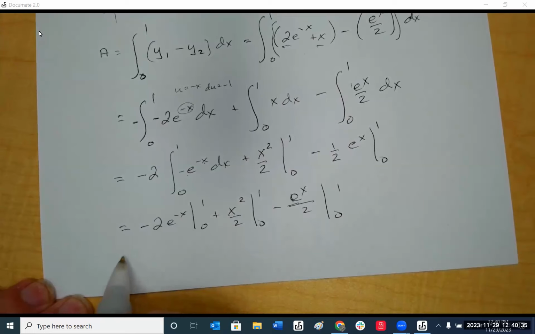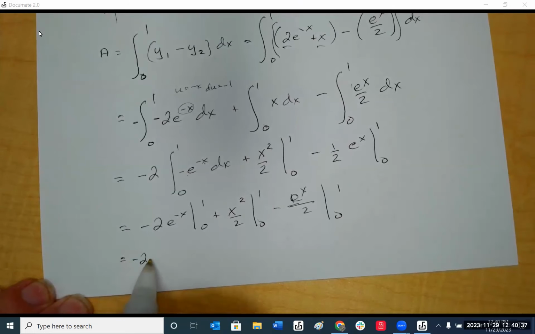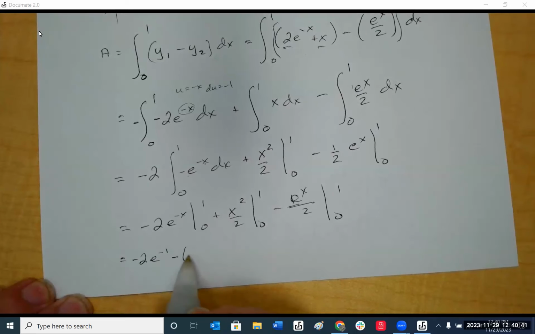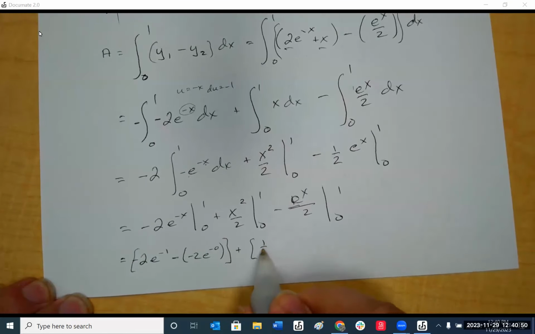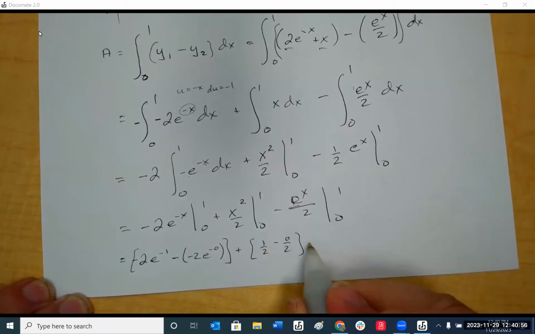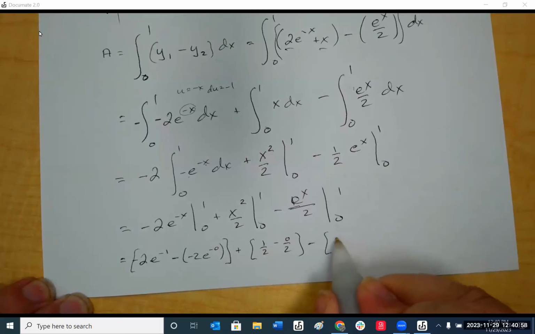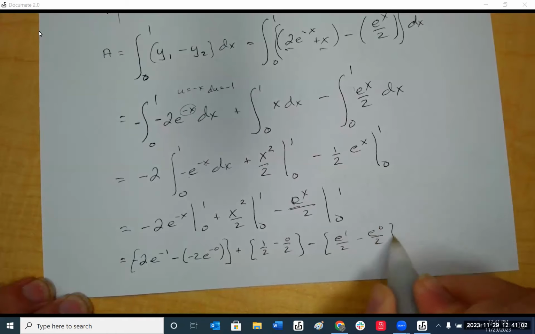So -2 e to the power -1 minus -2 e to the power -0, plus 1/2 over 2, 1 over 2 minus 0 over 2, e to the 1 over 2 minus e to the 0 over 2.